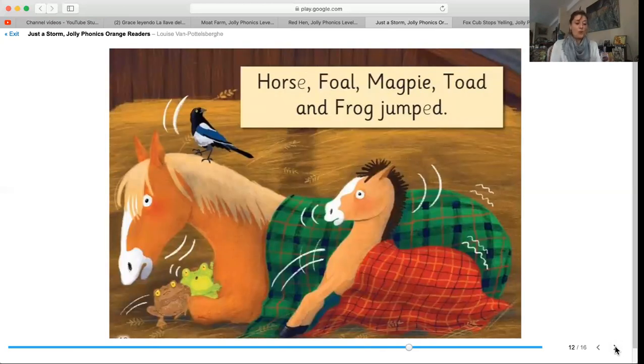And horse says, what does he say? Look, what are they doing? Who are they? Can you read who are they over there? Yes. So, horse, foal, magpie, toad, and frog jumped. Oh, they jumped. What happened? Let's see what happened.